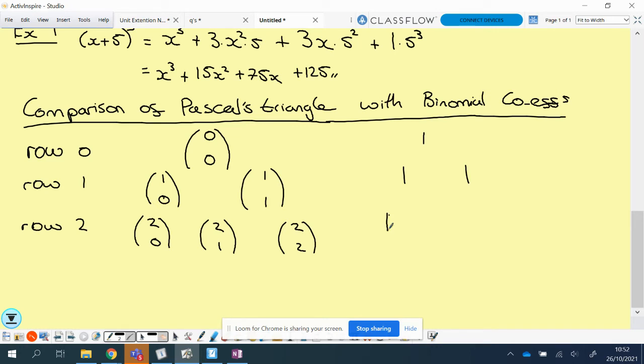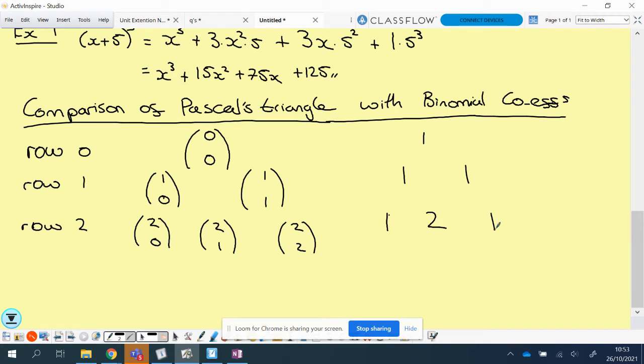If I've got 2 objects and I only want to select one, how many ways could I do that? Well, I've got a choice of which one I select, so I've actually got 2 possibilities for which one I choose. And that's why we get a 2 there. And then the last one, we know we finish off with 1 like that.